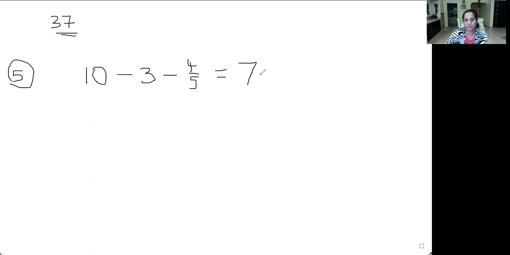All right, so here we go. I'm looking at question number 5. Question number 5 shows 10 minus 3 minus 4/5. Over here, you can see that 10 minus 3 is a whole number, which means you can straight away do the subtraction. 10 minus 3 is 7. So now your question becomes 7 minus 4/5.